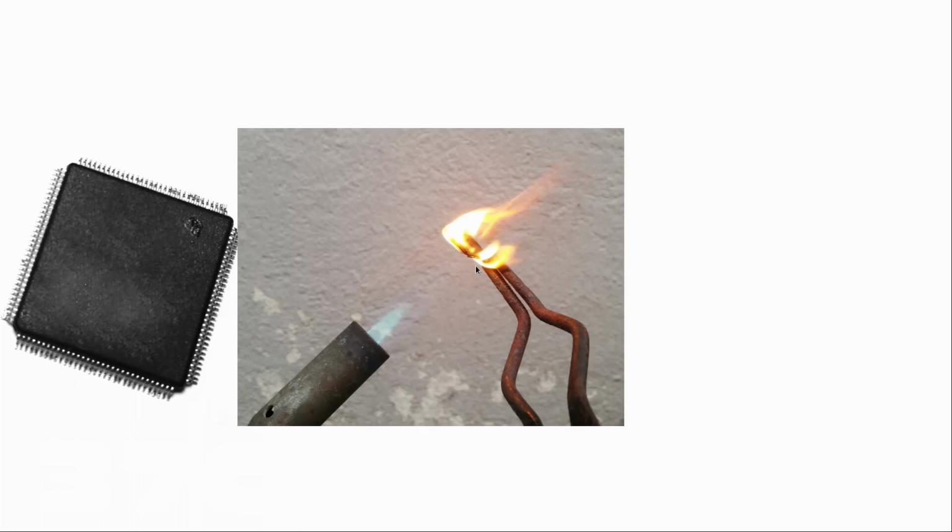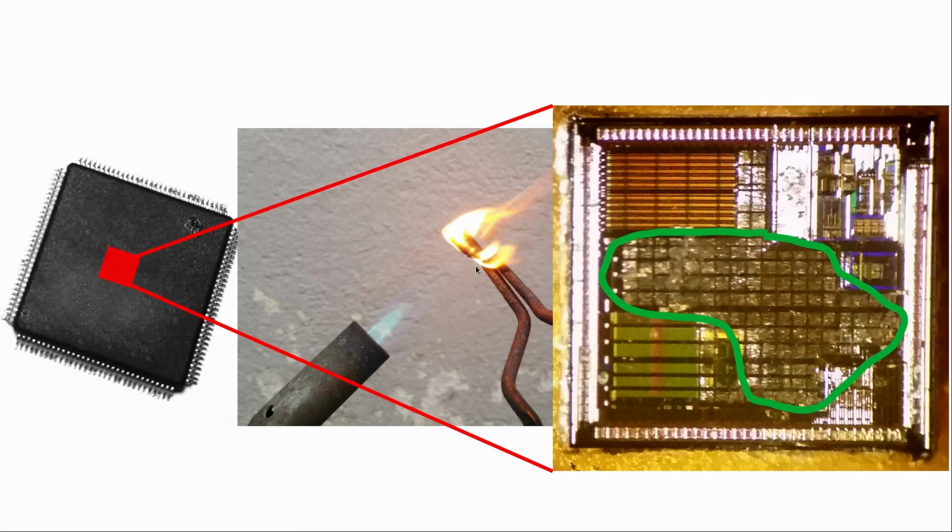You take your blowtorch, you heat this epoxy case, and eventually the epoxy will crumble away, making some ugly fumes, so don't do it inside. And if you have a cheap microscope, you can see something like this. So that's actually the silicon chip. It's much smaller than the package. It's only a couple of millimeters.